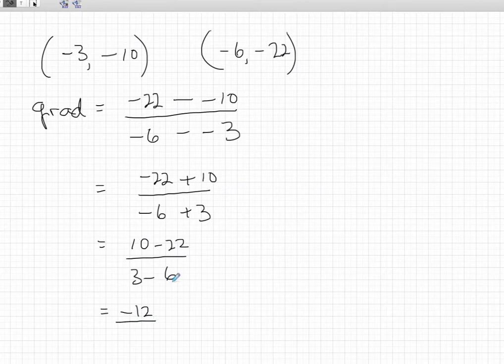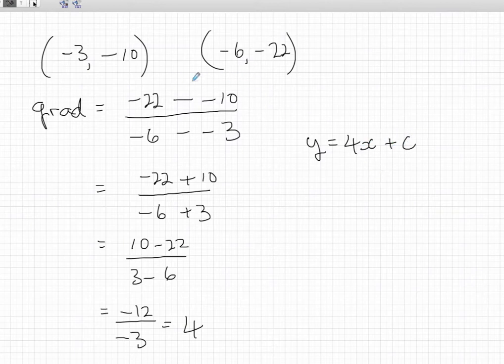And here the bigger number is 6, 6 is bigger than 3, so 6 take away 3 is 3, the bigger number is minus, so it's minus 3. Now minus 3 into minus 12 goes 4 times, simply 4 times. So we now know the gradient is worth 4. So we now know that y is equal to 4x plus c.